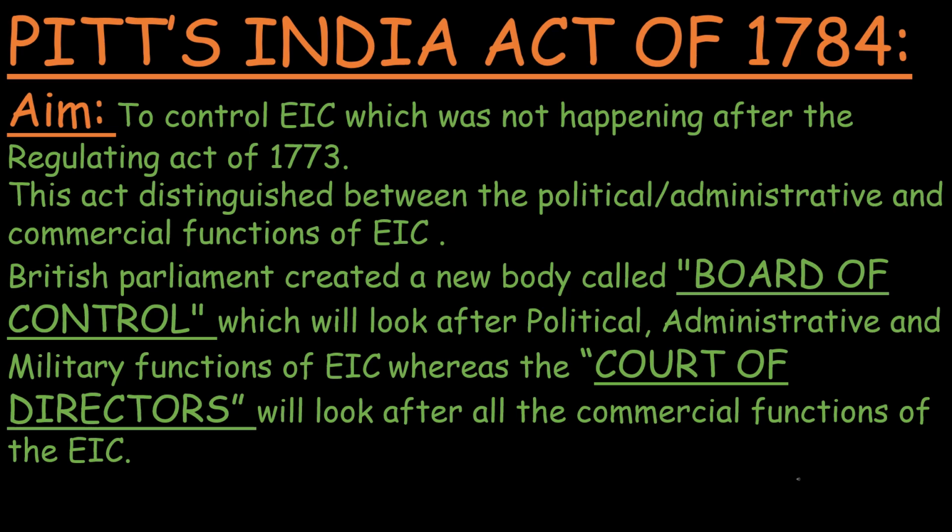Pitt's India Act of 1784. Aim: to control EIC, which was not happening after the Regulating Act of 1773. This act distinguished between the political, administrative, and commercial functions of EIC. British Parliament created a new body called Board of Control, which will look after political, administrative, and military functions of EIC, whereas the Court of Directors will look after all the commercial functions of the EIC.